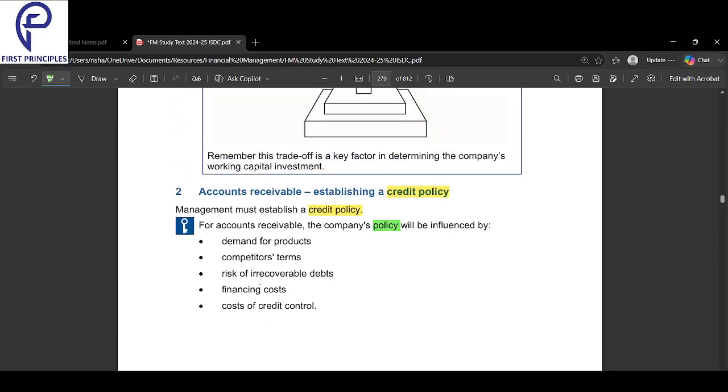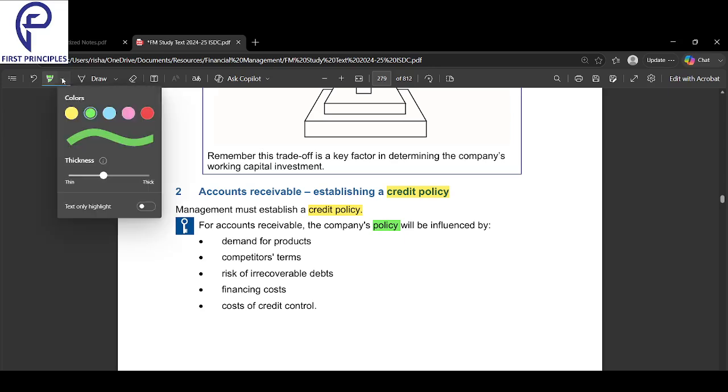So first step, guys, when you do your receivables management, your first rule is to have a good credit policy. How do you ensure there's a good credit policy? You look into the factors that affect your credit policy. Firstly is the demand for the products. If your demand for the products is low, then you should give a more generous credit policy.